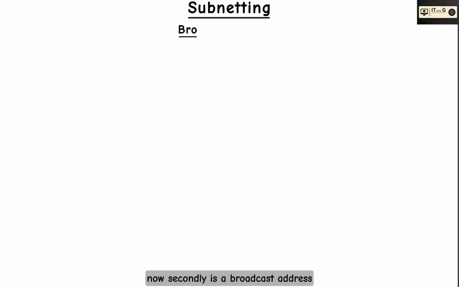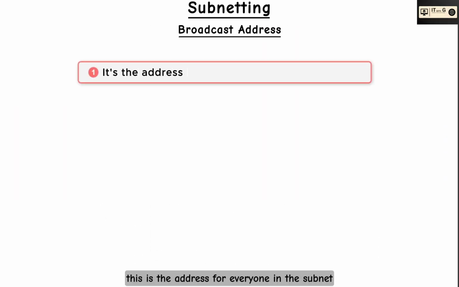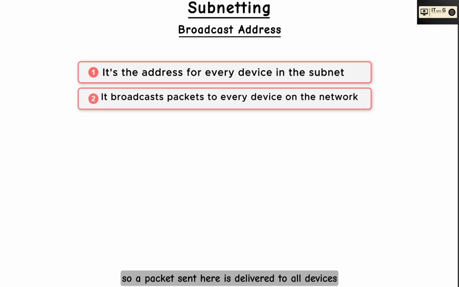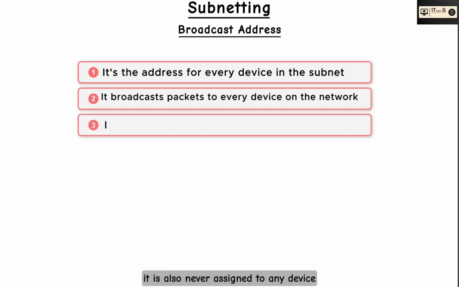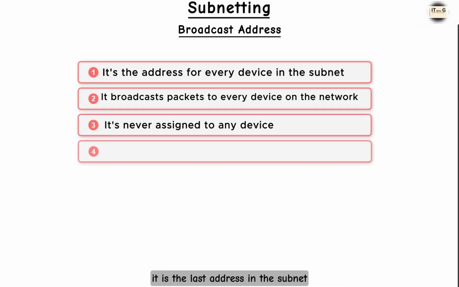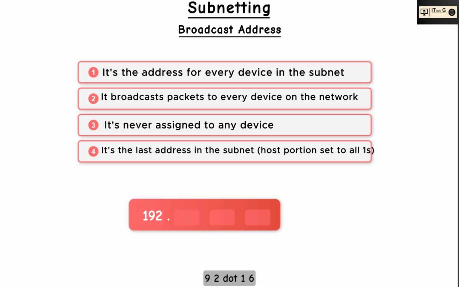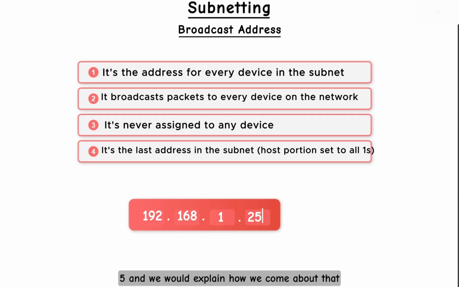Now, secondly is the broadcast address. This is the address for everyone in the subnet. So a packet sent here is delivered to all devices in the subnet. It is the address a device sends a packet to when it wants to communicate to every device on the network. That is why it has the name, the broadcast address. It is also never assigned to any device. It is the last address in the subnet. So in our example, the broadcast address is going to be 192.168.1.255, and we will explain how we come about that very shortly.